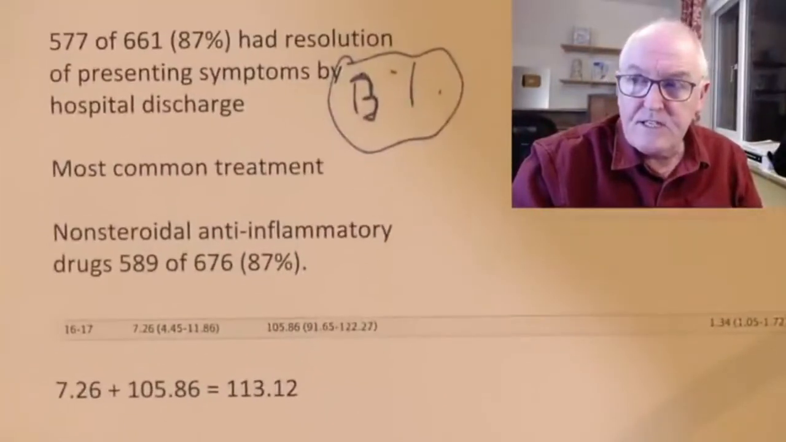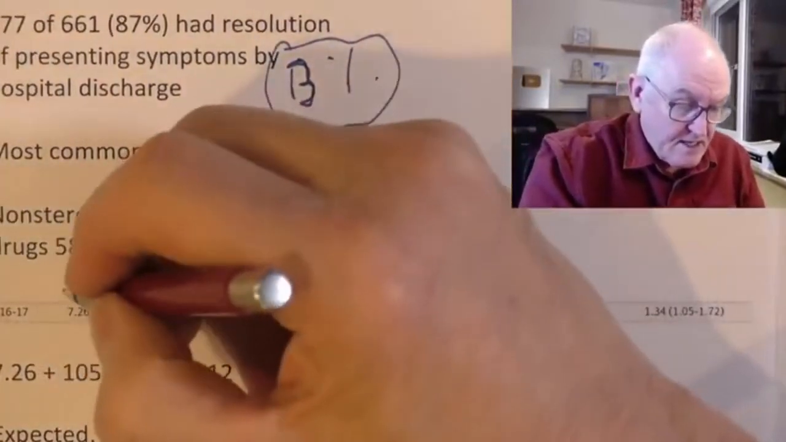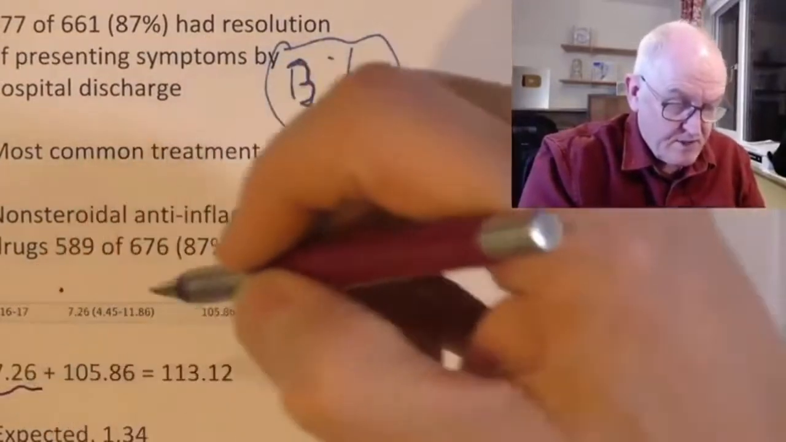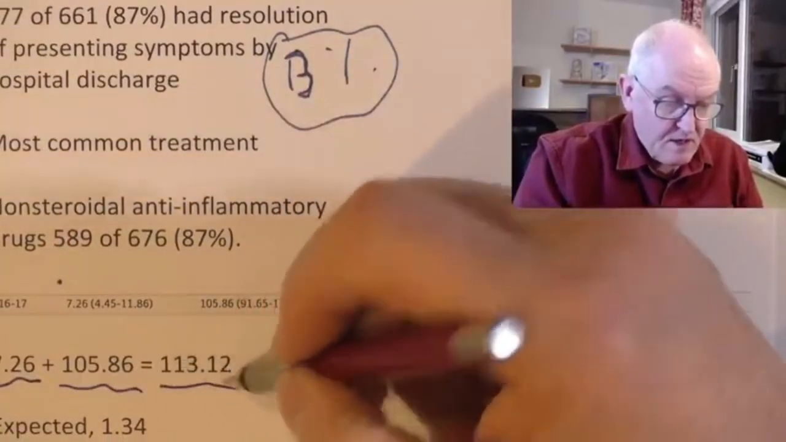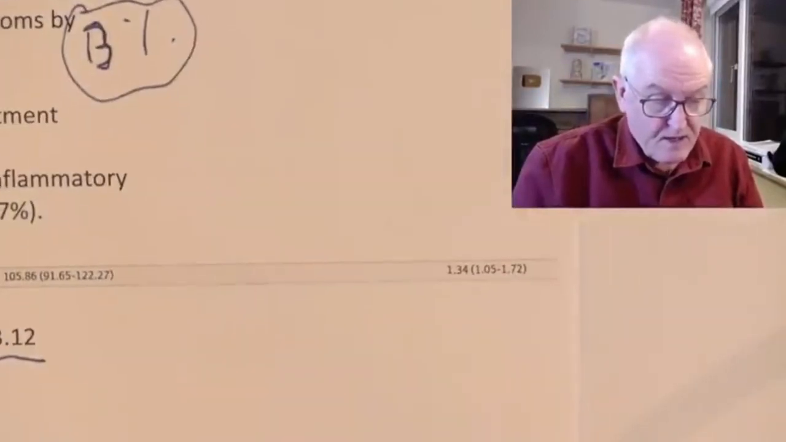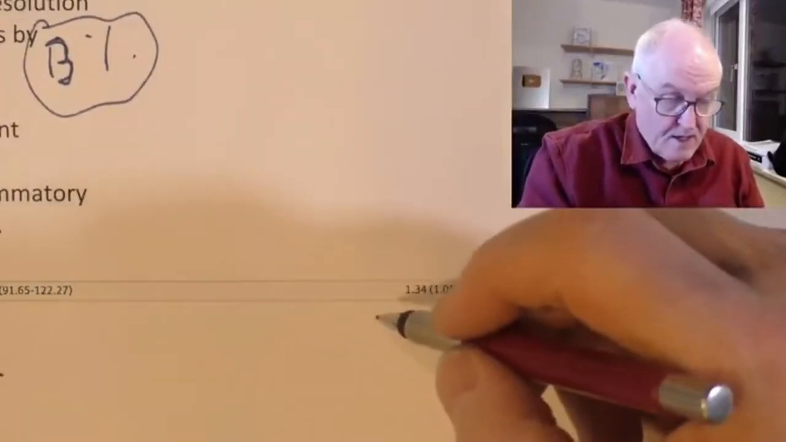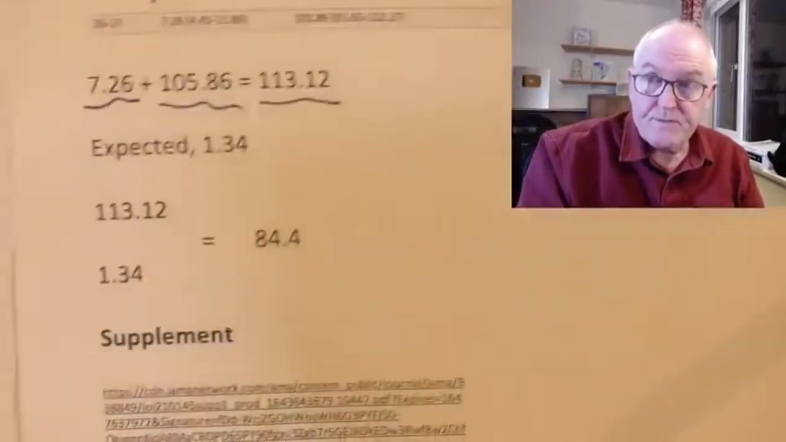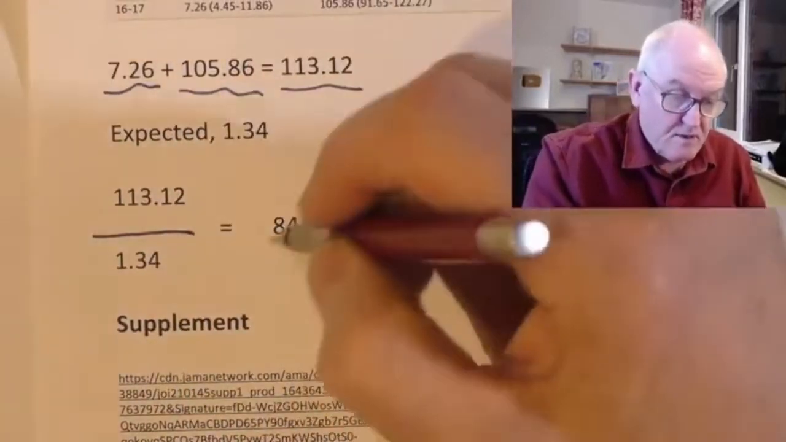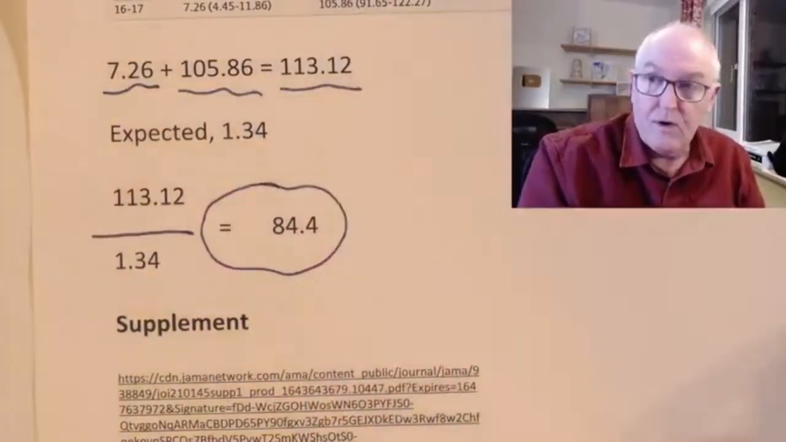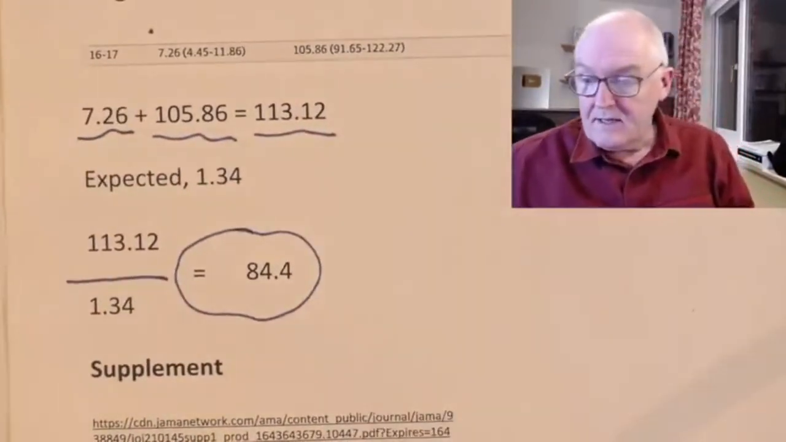These were the figures for 16 to 17-year-olds. Now I know you can't see this, but that's the incidence after the first vaccine, which was 7.26. That's the incidence after the second vaccine, which was 105. That gives a total of 113.12 cases, and normally you would expect 1.34 in the same time period. The expected is 1.34. So 1.34 divided into 113.2, I get 84 times more likely. But as we say, the real number is probably way higher than that.